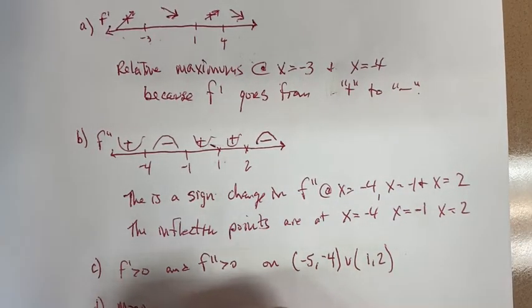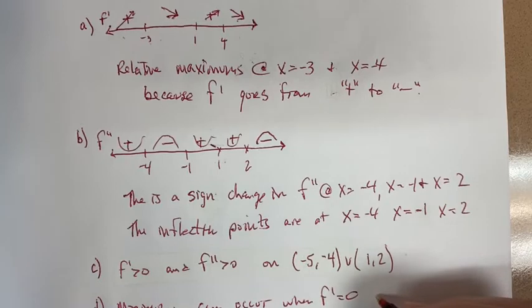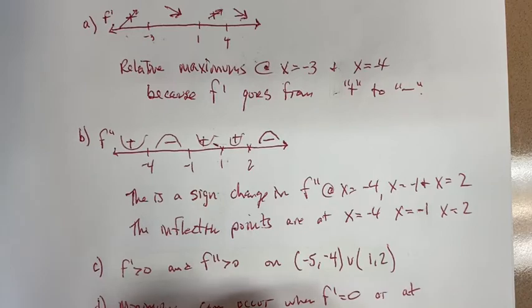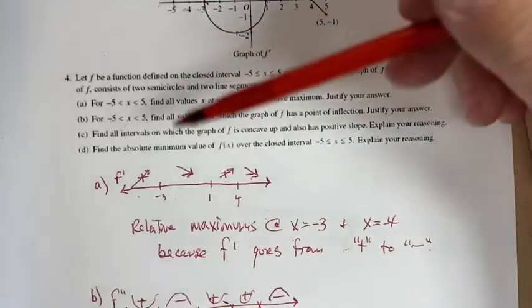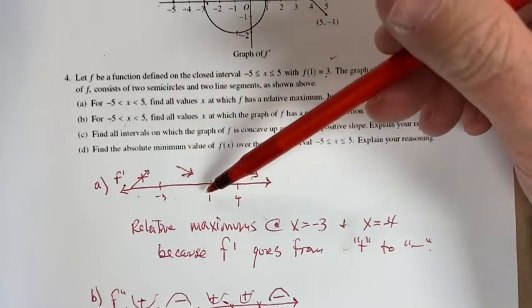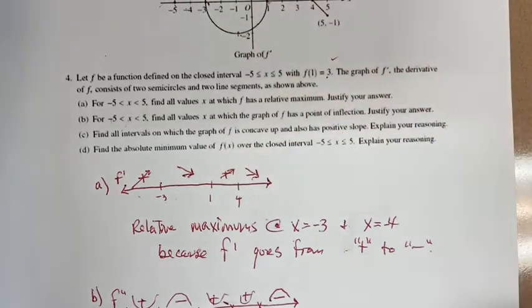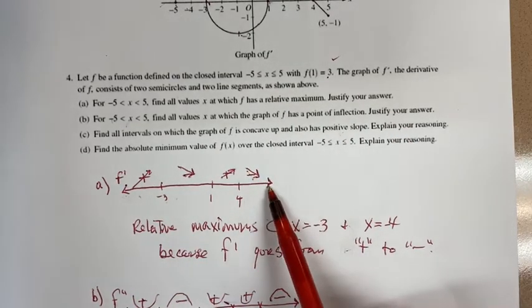Minimums can occur when f prime equals 0 or at endpoints. So from our analysis earlier, we know that we've got maximums at -3 and 4. So the minimum, in this case, since it goes down and up, we have a minimum at 1, and also a minimum at x equals -5 because it increases from there, and another minimum at x equals +5 because it decreases to there.